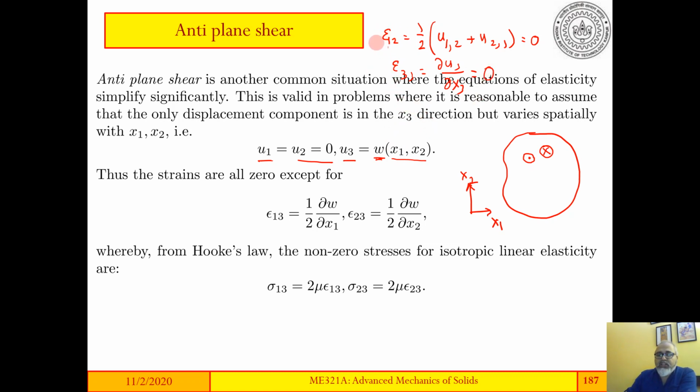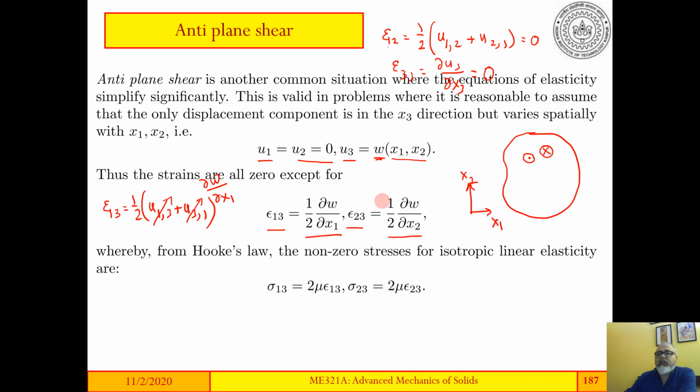So the only non-zero components of strain would turn out to be epsilon 1 3 and epsilon 2 3. Why? Because epsilon 1 3 is half of u1 comma 3 plus u3 comma 1. u1 comma 3 is equal to 0 because u1 is 0 identically, but u3 comma 1 is not equal to 0, and u3 comma 1 is actually equal to del w del x1. So epsilon 1 3 is half del w del x1. Similarly, epsilon 2 3 is half del w del x2.